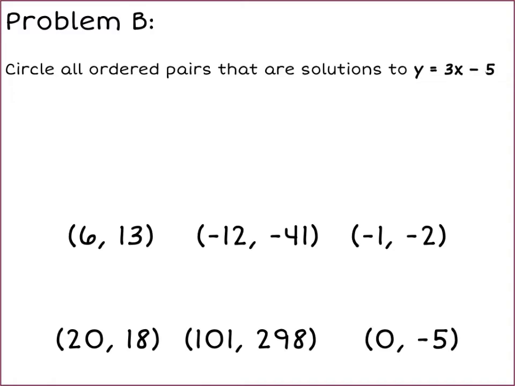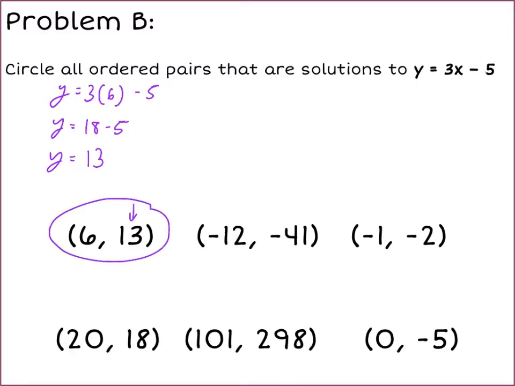Now we don't need to plug in both numbers. We only need to plug in the x and determine if it equals the y that we were given. So we're going to take our y, write out equals, take our 3, and plug in 6, since that's the number they gave us, and subtract 5. So now 3 times 6 is 18. Then we have 18 minus 5, and 18 minus 5 is 13. So is that the number that's in our ordered pair? It is. Since y equals 13, and 13 is the number in our ordered pair, this is a solution, because when we plugged in the 6, we got 13.